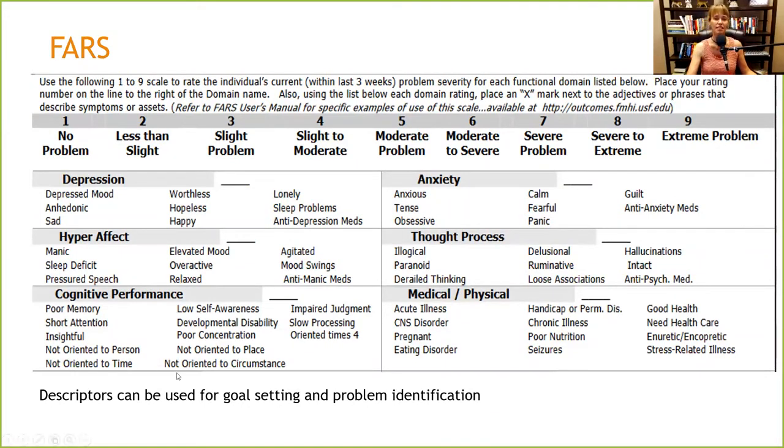Hyperaffect, thought processes, cognitive performance, medical and physical. Now, you're going to go through and you're going to mark each one of these. If the client is having problems, for example, with cognitive performance, and you have short attention span, that can be a treatment goal in and of itself. Cognitive performance is pretty broad, but if we can define it as something small, and maybe it is when the client presents, it's a severe problem, it's a 7, and at treatment reassessment, we've moved it down to a 5 or a 6. The client can see on that one particular problem, they've made progress.